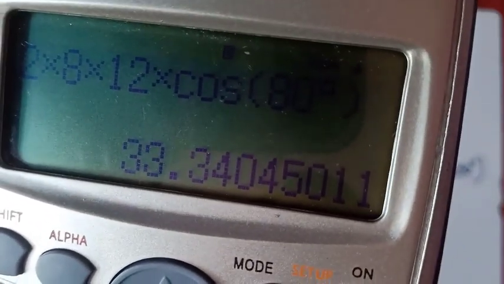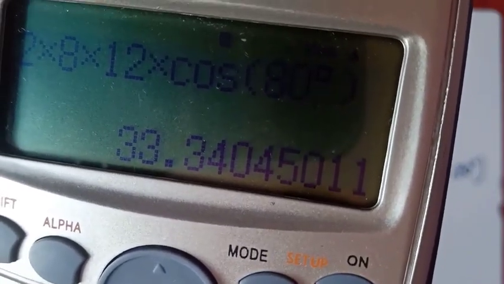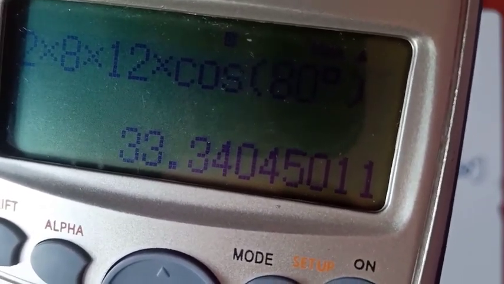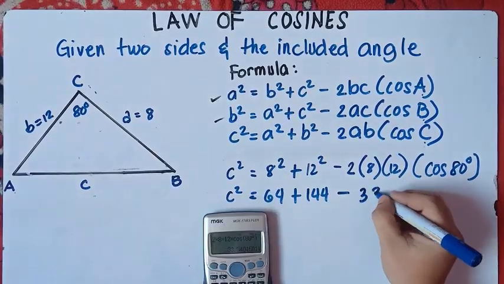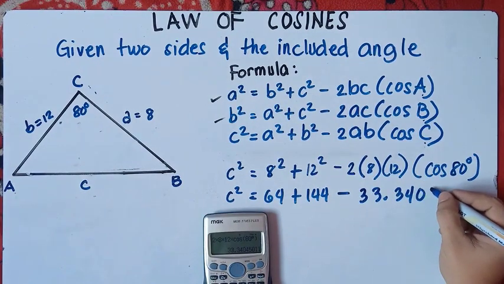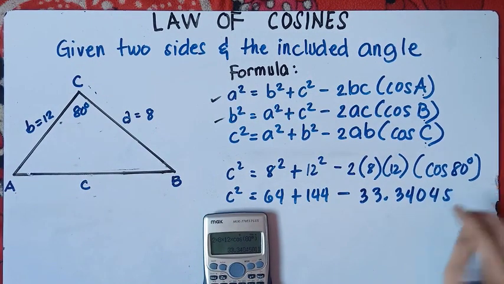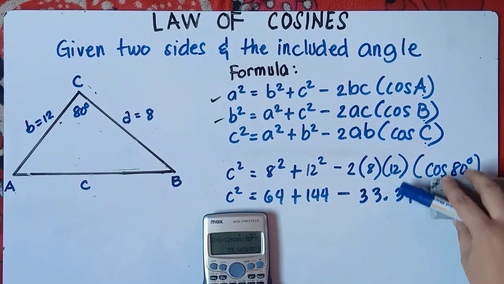So 33.34045. So the next digit is 5, so 33.3405. We need to have 4 decimal places. So this will be 33.3405.